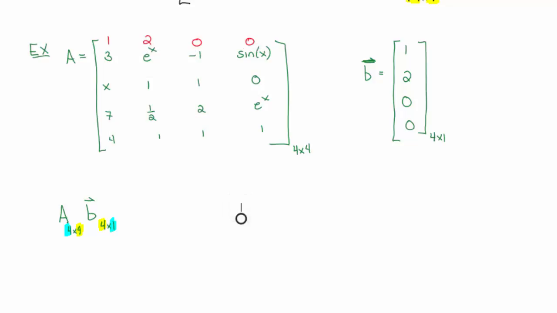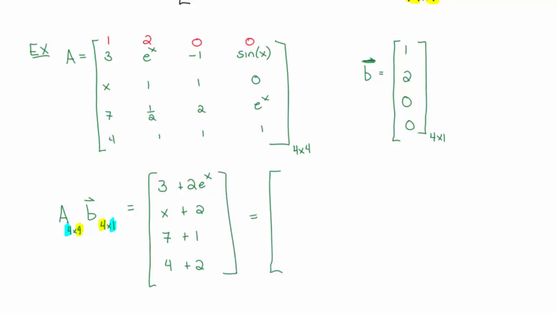So here we go. I'll get a result. I'm getting my pen set up. This equals, see, the first row is going to be 3 plus 2e to the x, plus 0 plus 0. Second row is going to be x plus 2. Third row is going to be 7 plus 1. And then finally, 4 plus 2. Of course, you should clean that up just a little bit. So it's 3 plus 2e to the x, and x plus 2, and finally 8 and 6.